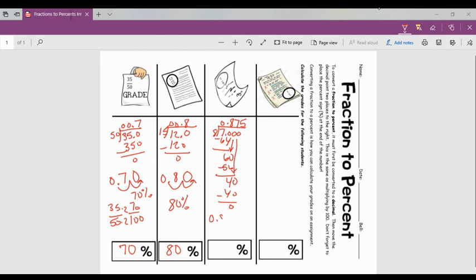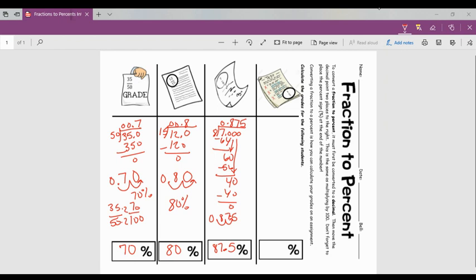So we have 0.875. We still want to move that decimal 2 times to the right, only 2 times. 1, 2. And when I do, I end up with 87.5%. And you can have a decimal in your percentage, so that works. If they ask you to round, then it would be 88%.